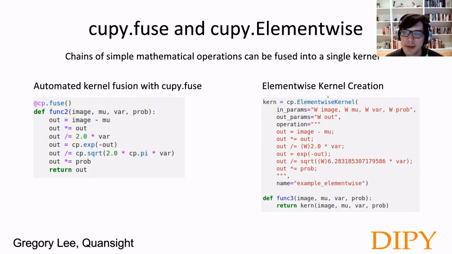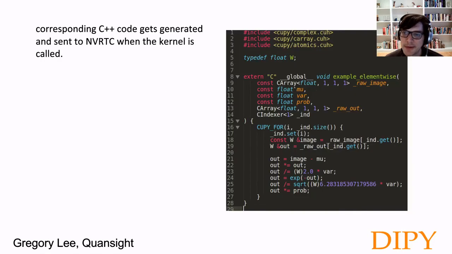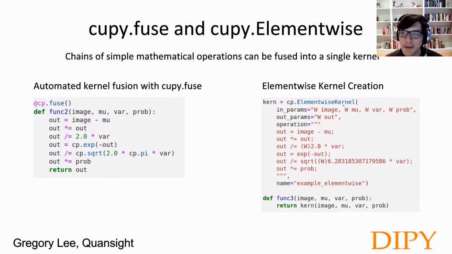Another option is to create your own Elementwise kernel. And here you would define what the inputs to this kernel are and what the output is. Here this W is a placeholder for the data type, saying that since it's the same character in all of these, they're all expected to have the same data type for the inputs and outputs. And all we have to write in terms of the C++ code is just what operation would be applied to each element of these arrays in the inner loop.